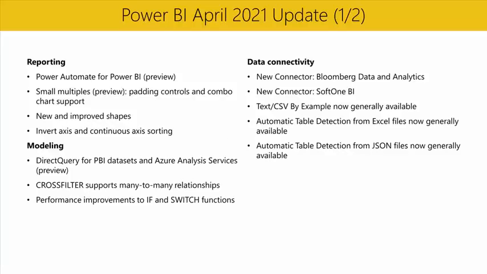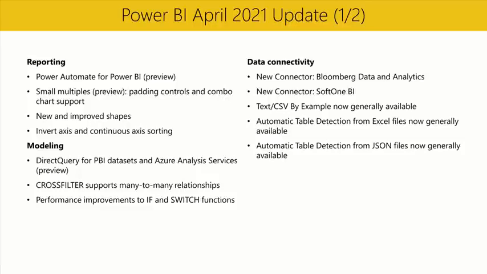Next, we're making 2 additions to the Small Multiples preview feature: padding controls and support for line and column combo charts. You'll find the padding controls in the grid layout card in the formatting pane, where you can adjust the grid padding slicer to automatically change all of the padding around your small multiples. Or you can turn on advanced padding options to adjust each padding element individually.